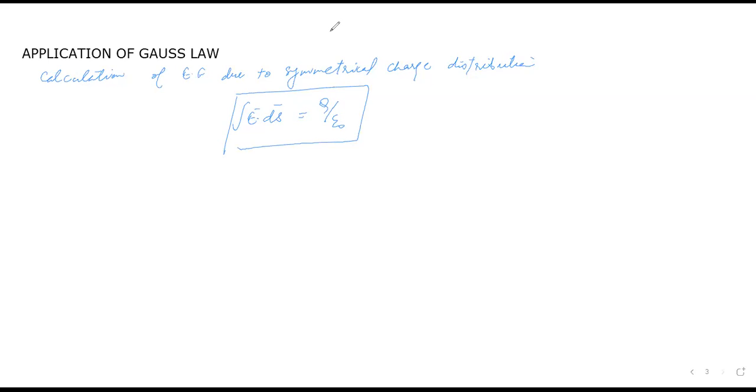And now, what are the conditions which are required for the Gaussian surface? Note it down, please, about the Gaussian surface. What is a Gaussian surface? Please note down your criteria to choose a Gaussian surface.